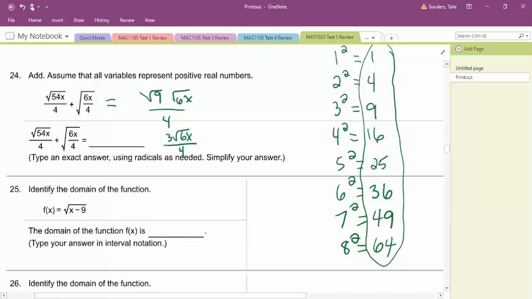Now let's look at the second fraction. Remember we talked earlier that when you're doing the square root of a fraction, you can do the square root of the numerator divided by the square root of the denominator. So we're going to leave the square root of 6x alone, but then what is the square root of 4? 2. Very good. So in order to add these fractions together, what do we need to do next? So we need to multiply the 2.